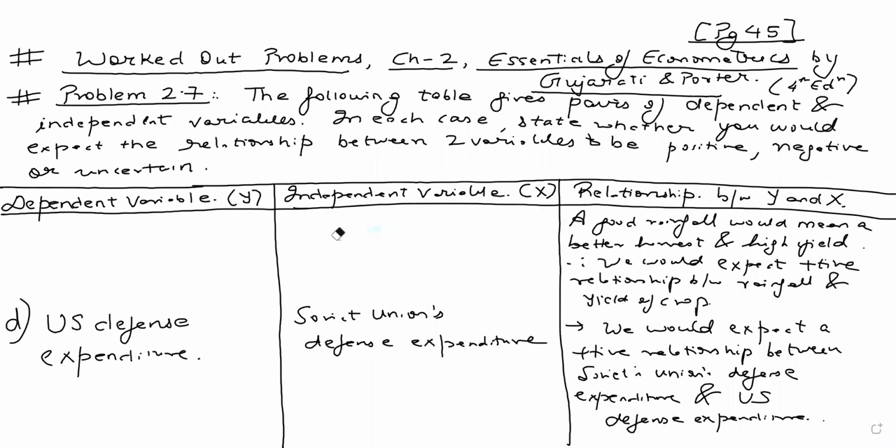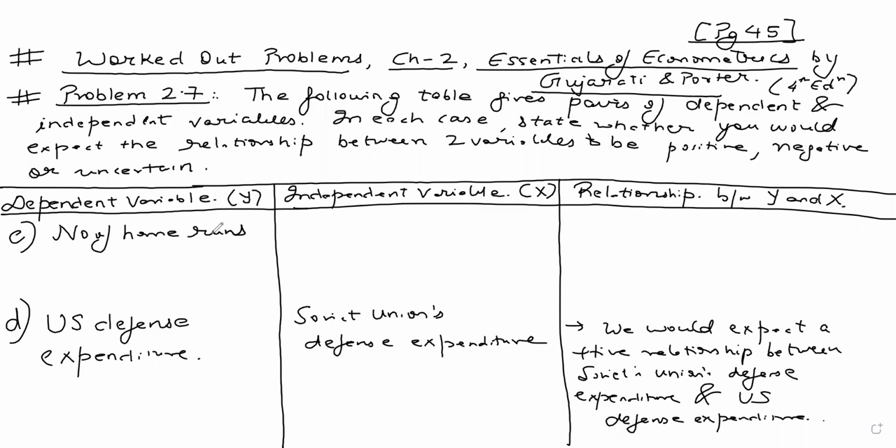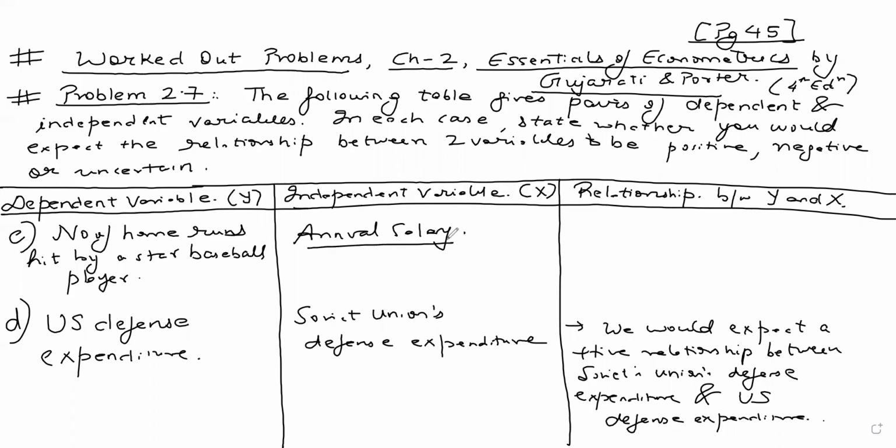So let's look at part E. In part E, we have the dependent variable as number of home runs hit by a star baseball player and annual salary. Okay, so now guys, when we talk about the performance of a player in baseball, it not only depends upon the capabilities of the player, it also depends upon the equipments. Okay, what quality of equipment that baseball player is using, and the quality you use depends upon your interest.